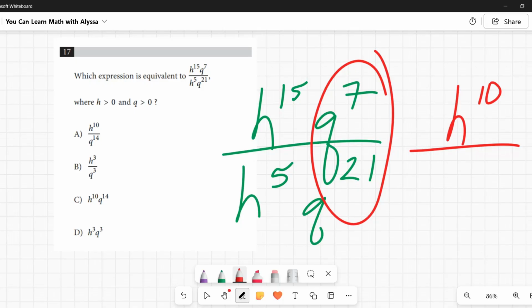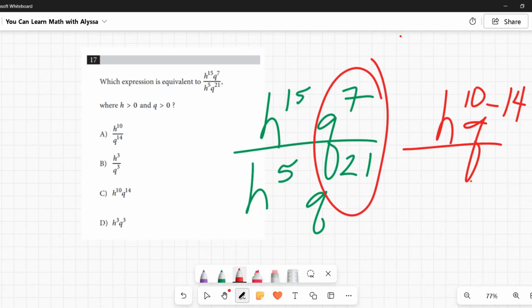There we go. But here, hey, 7 minus 21. Wait, that's negative. Can you have a negative exponent? You'd have a negative exponent on top, right? 7 minus 21, that'd be q to the power of negative 14. I don't see anything like that over here. I don't recall seeing negative exponents in fractions. You're not going to.